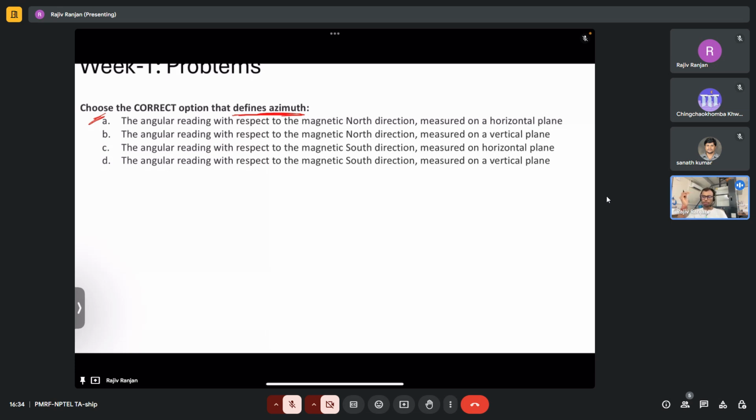The angular reading with respect to the magnetic north direction measured on a horizontal plane. Okay, this seems to be the correct answer. Or other than this, do you see anything? So there is another horizontal plane. A very simple way to understand this is azimuth. As soon as we talk about azimuth, we should understand that we are measuring on a horizontal plane. So there are mainly two types of measurement.